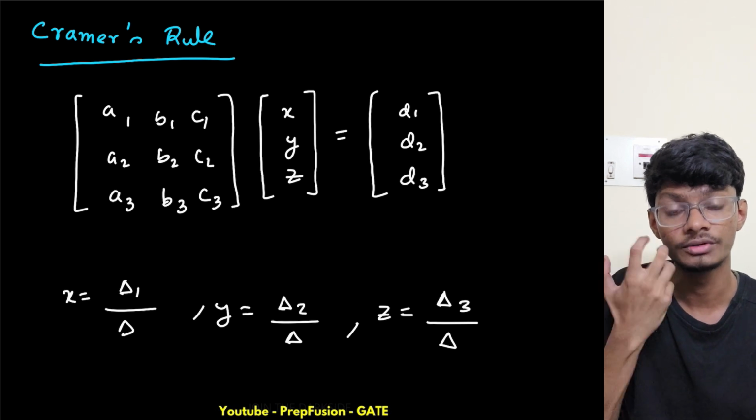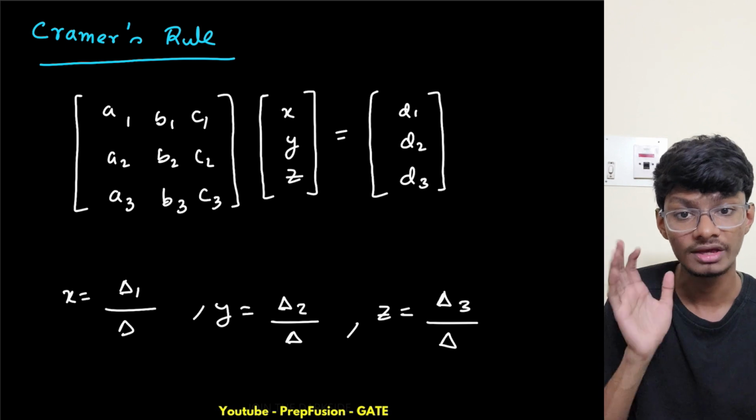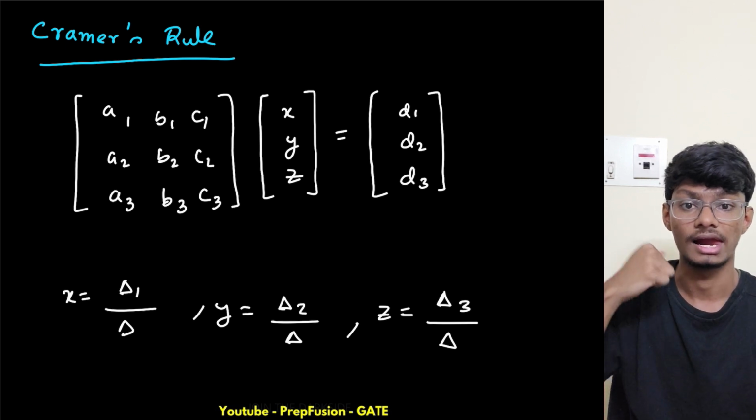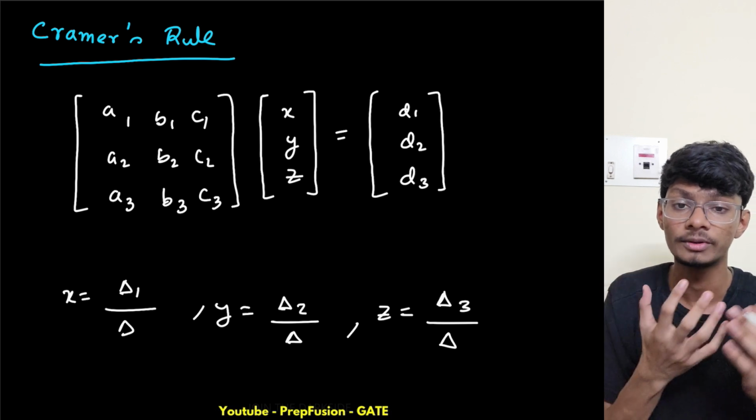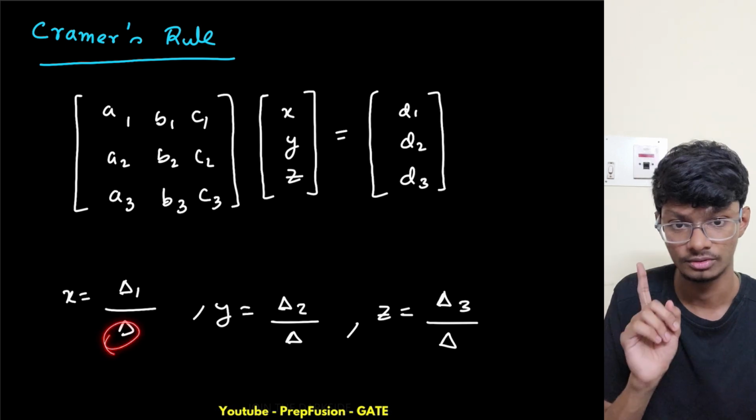Then overall, how many equations do we have? We have two equations. But overall, how many unknowns do we have? We have 3 unknowns. Can we ever reach a unique solution? No. From two equations and 3 variables, we won't be able to find a unique solution. That's why delta can't be equal to 0.